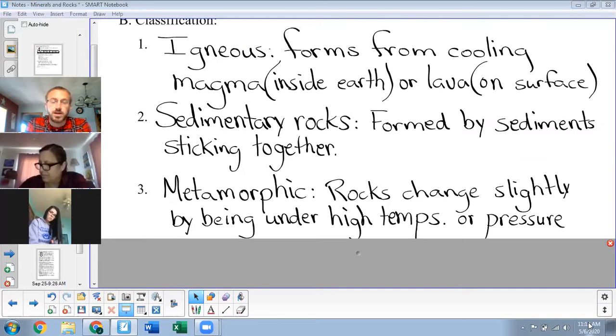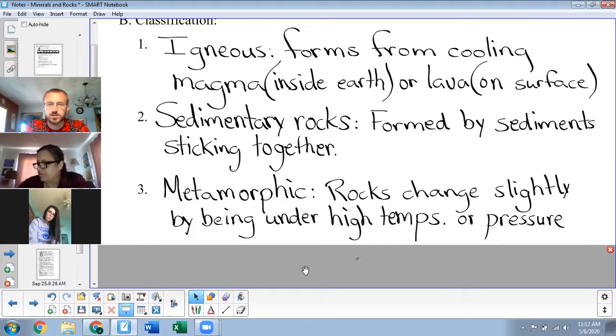Okay, so metamorphic is the third type of rock here and the last type, big category. Metamorphic should sound like metamorphosis, like a butterfly or tadpole metamorphosizing into a frog, that kind of thing. Because these are the rocks that go through some type of change.